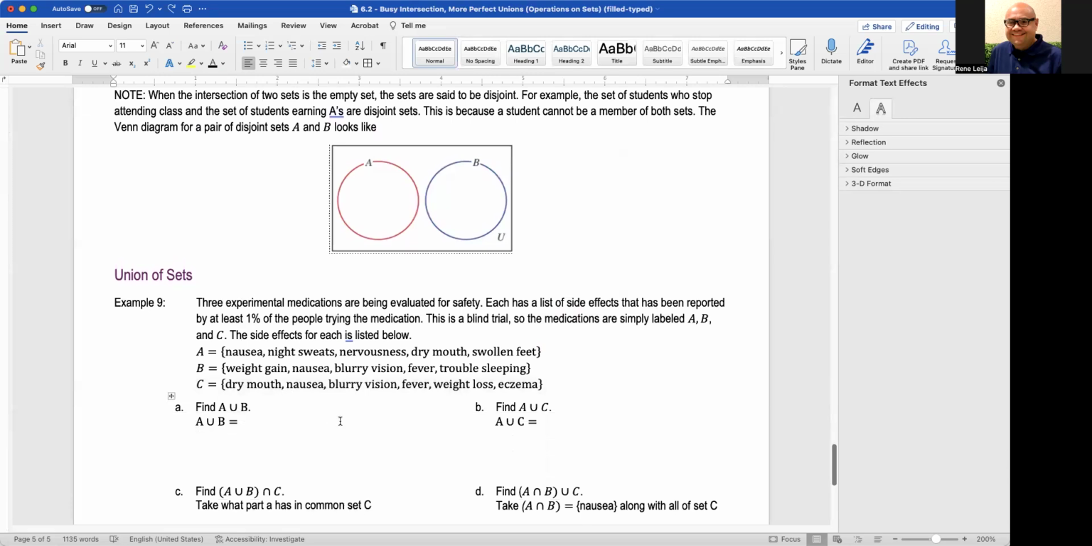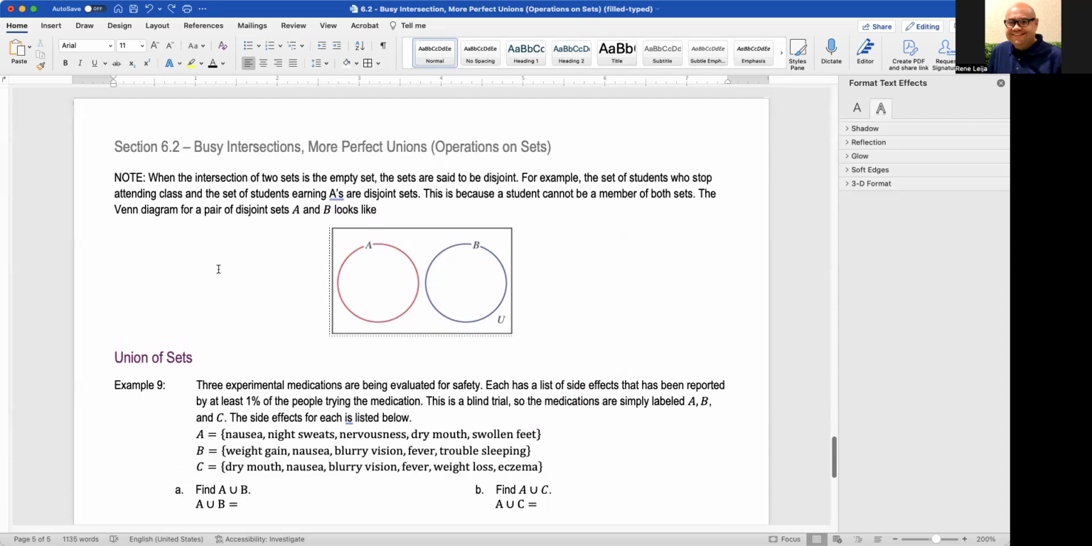If you're talking two sets, you want everything from both sets. Okay. So it says three experimental... actually, let me back up. When the intersection of two sets is empty, the sets are said to be disjoint. So that means that there is nothing common between A and B.